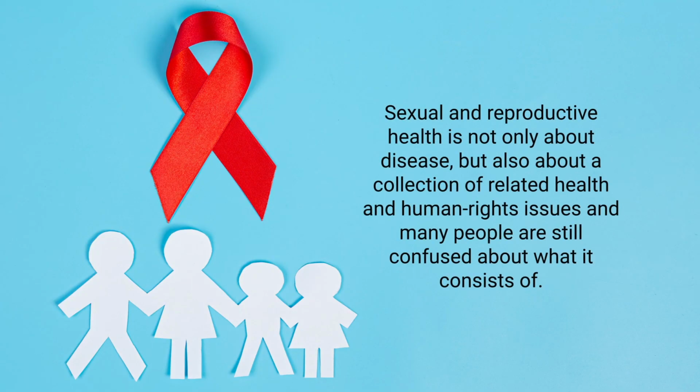Sexual and reproductive health is not only about disease but also about a collection of related health and human rights issues. And many people are still confused about what it consists of. You can see donors, they give money because they see what are the highest morbidity, mortality and the DALYs. But here there are certain preventive issues, health education issues, human rights issues associated. That's why they are a little bit confused and a little reluctant to give money for sexual and reproductive health.